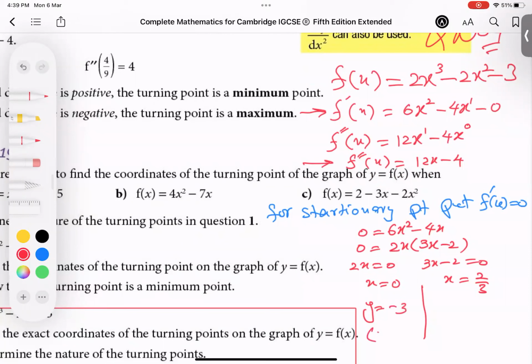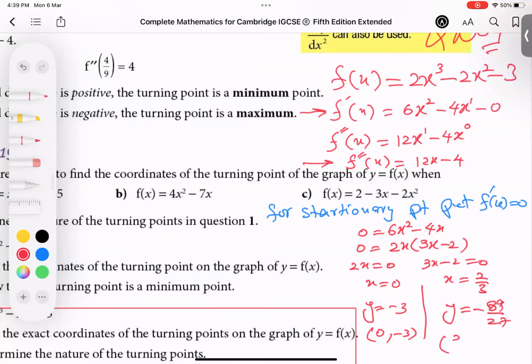So the turning point is 0, minus 3. And now I'm going to plug in 2 by 3 into the whole equation. Let me check. 2 times 8 divided by 27, minus 2 times 4 divided by 9, and minus 3. So the answer turns out to be y equals minus 89 over 27.